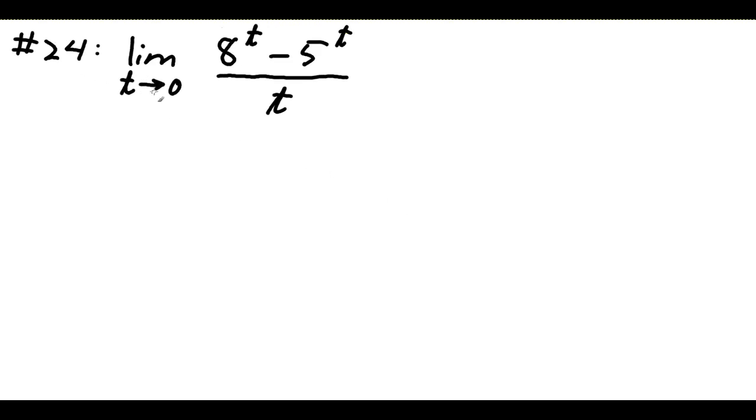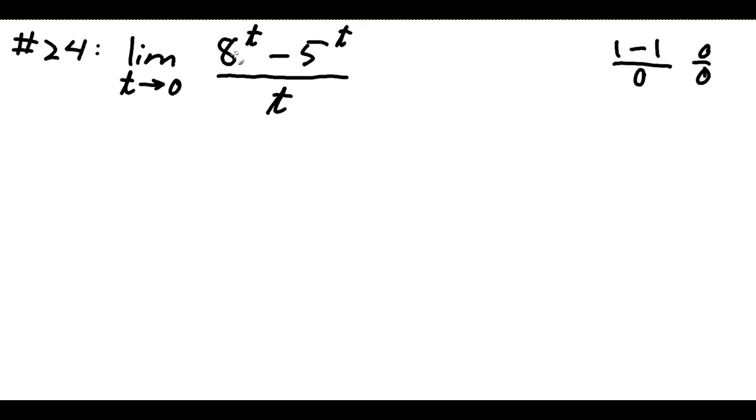Next, we have number 24. The limit as t approaches 0 of 8 to the t minus 5 to the t divided by t. Once more, we'll plug those in. When t approaches 0, we approach 8 to the 0, which is 1. 5 to the 0 is 1. And t is approaching 0. So that is 0 over 0, an indeterminate form.